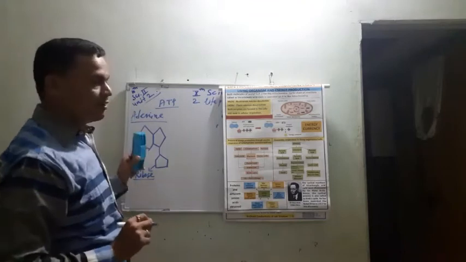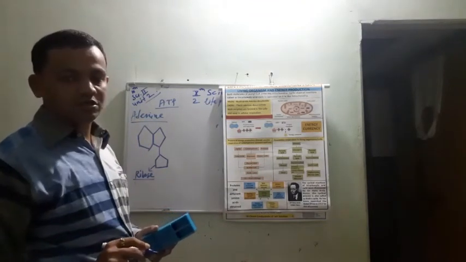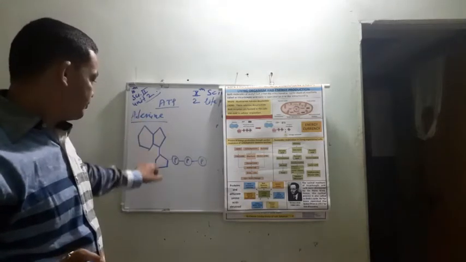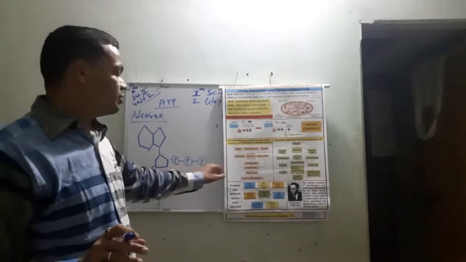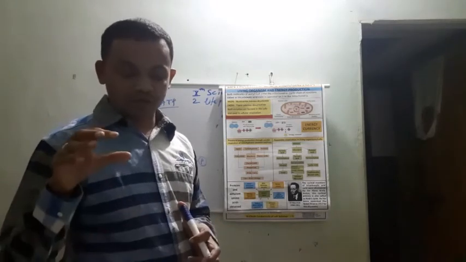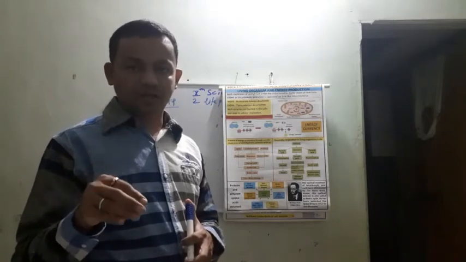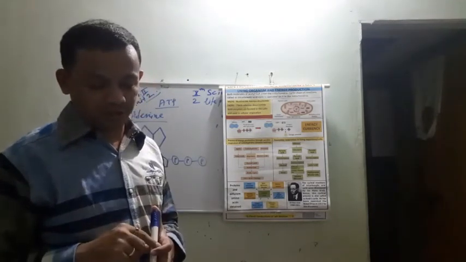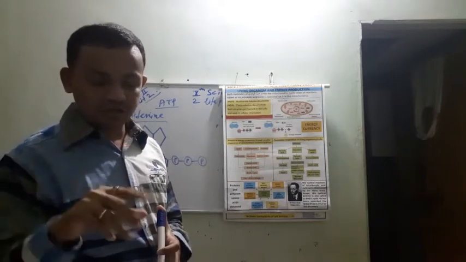This is adenine, then ribose sugar, and the last constituent is 3 phosphate groups. So we attach here 3 phosphate groups: 1, 2, 3. This is the structure of the ATP molecule: adenine, then ribose sugar, and then 3 phosphate groups attached. As per our need, energy is derived from the phosphate bond of this ATP. Hence ATP is called the energy currency of the cell.